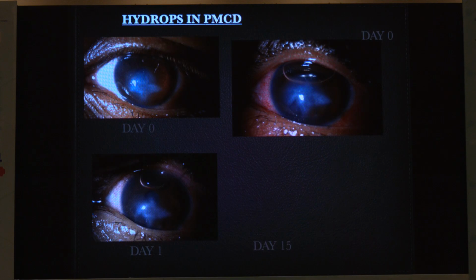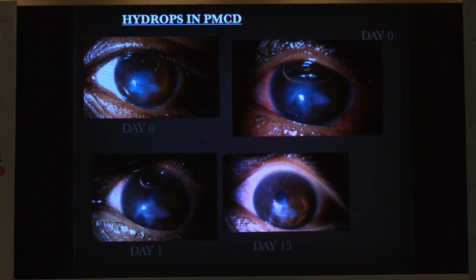This is one case where a patient reported to have hydrops in PMD in later stages, but we still went ahead and did compression sutures as well as air bubble injection, and there was a marked improvement in the corneal edema in just day 15.